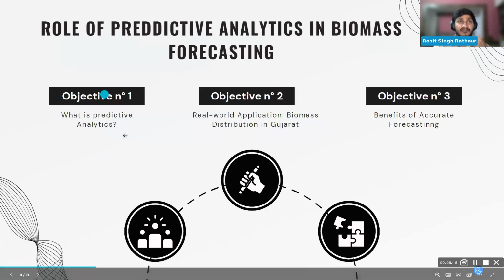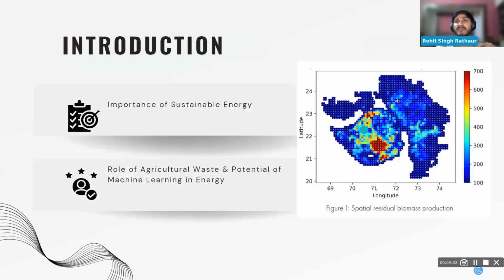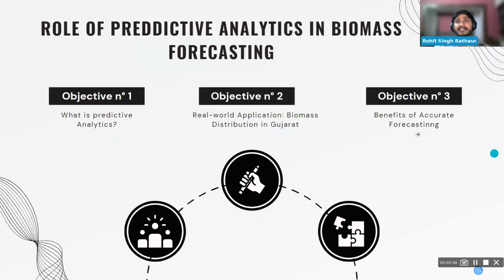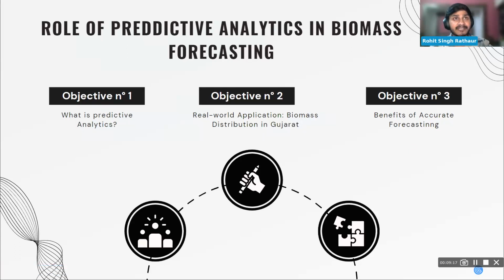So in this particular slide, I have three objectives. The first objective is what predictive analytics is, and the second one is a real world application, which is biomass distribution in Gujarat, a state in India, whose map I have seen. And the third one is the benefits of accurate forecasting. So now let's talk about what predictive analytics is.